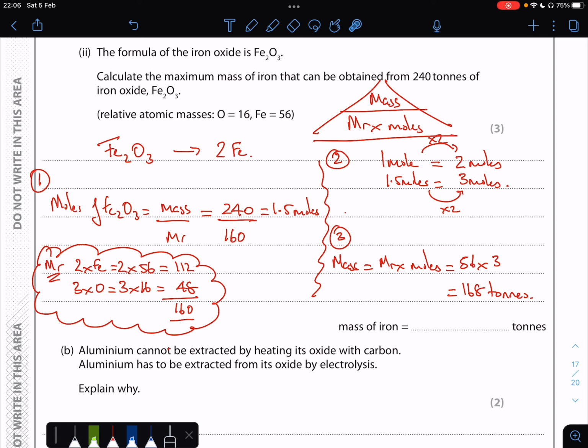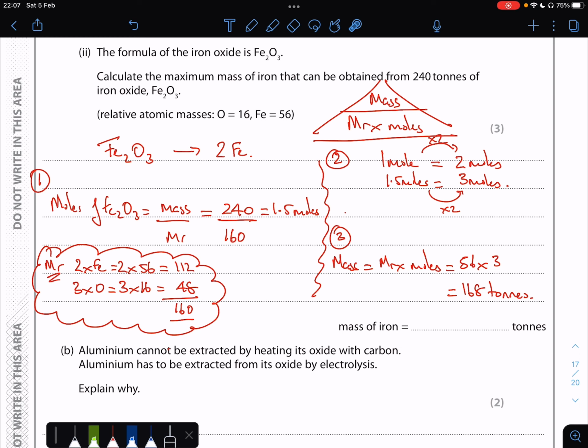So to do that, I'm using the equation to find moles. So moles is mass divided by Mr. So the mass is 240 from the question. The Mr I've got to work out. So to do that, we'll come down to a little bubble here. This is the formula for iron oxide. So I've got 2 lots of iron, which is 2 times 56. And then I've got 3 lots of oxygen, which is 3 times 16. Work those out, add them up, get a total of 160. So the Mr here is 160. So this calculation is 240 divided by 160 is 1.5.